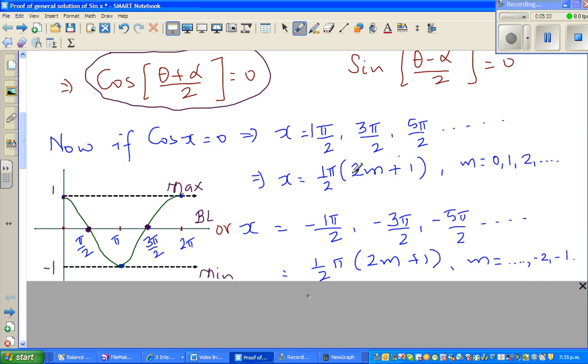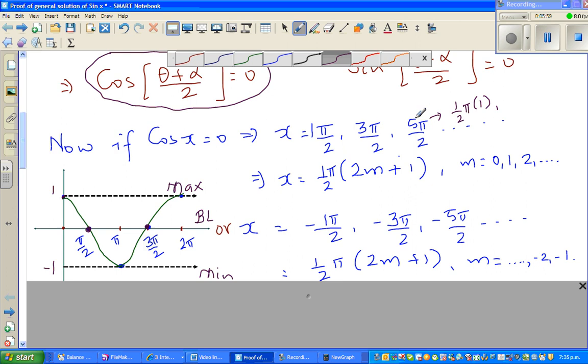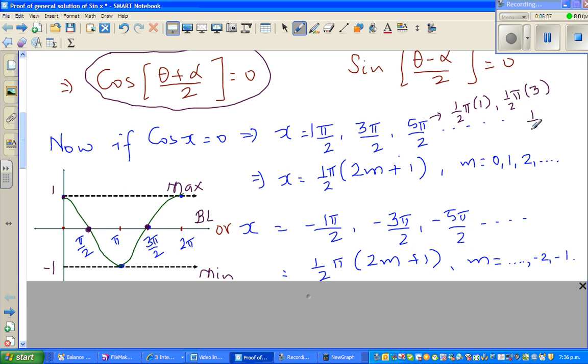So this can be written as, you can take the half pi out. If you take half pi out, I want to explain this: it will be half pi times 1, then 3 again. So pi by 2 can be written as half pi times 1. 3 pi by 2 can be written as half pi times 3. 5 pi by 2 can be written as half pi times 5.